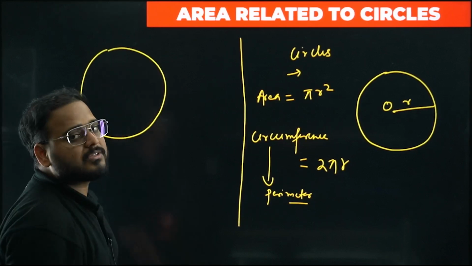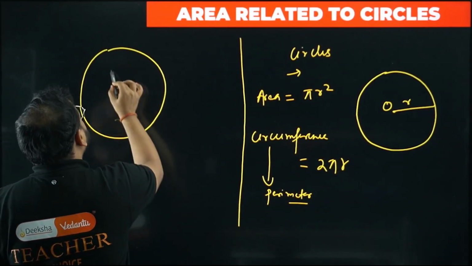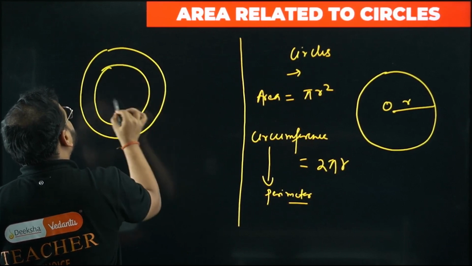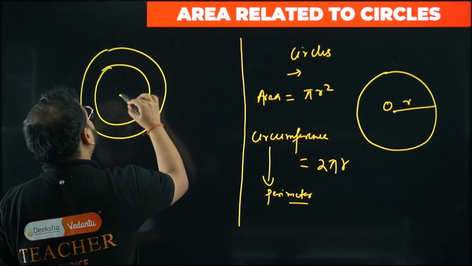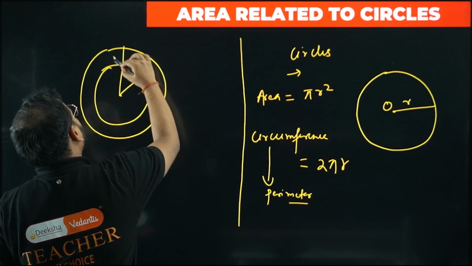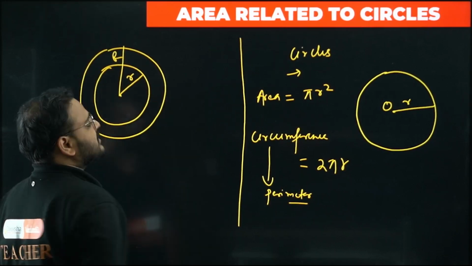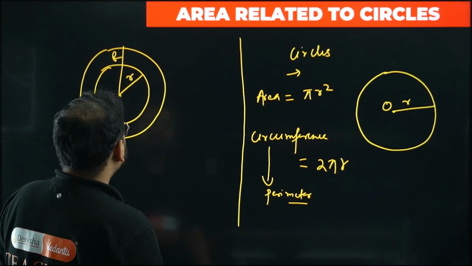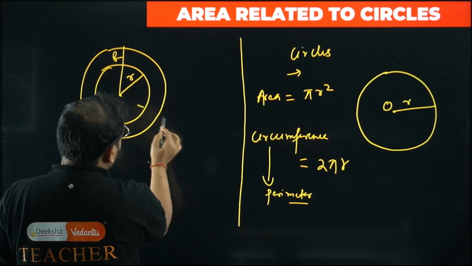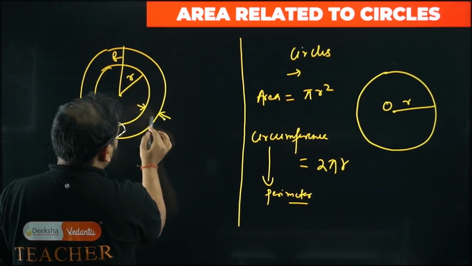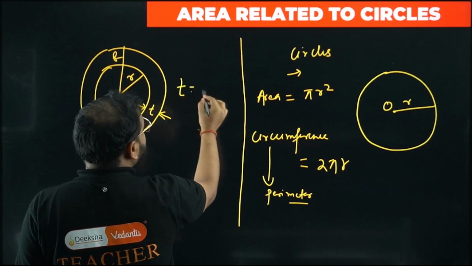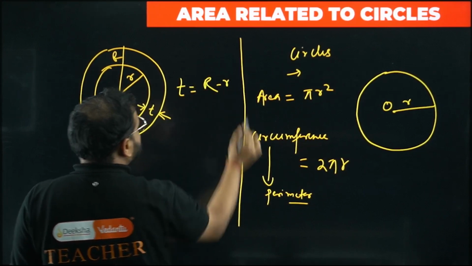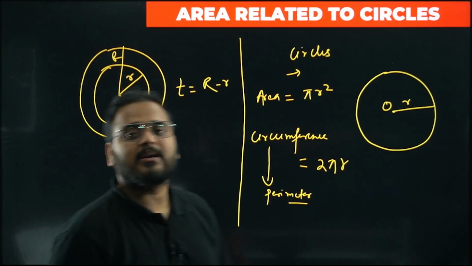And what is that called? It's called circular rings. So what is the meaning of this? It means we have the same center with two different radii for the given circles. One, let's call capital R, this one small r. Again, we have a couple of things. First thing is the width. Let's call the width t. Then the width t is given as capital R minus small r.